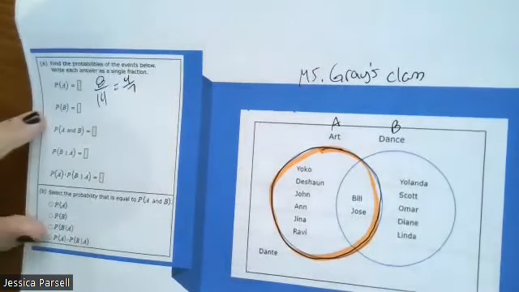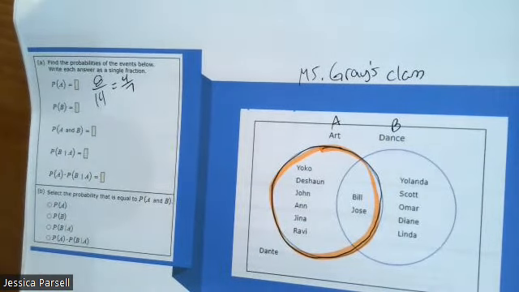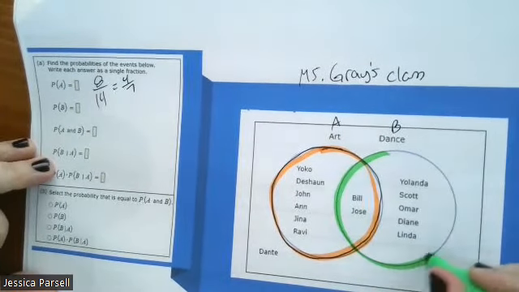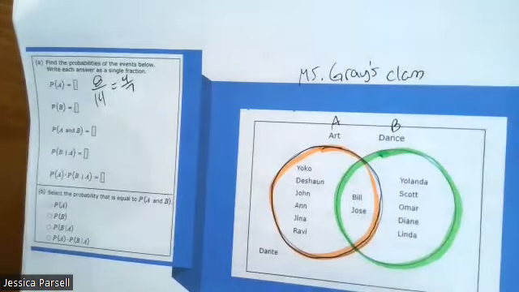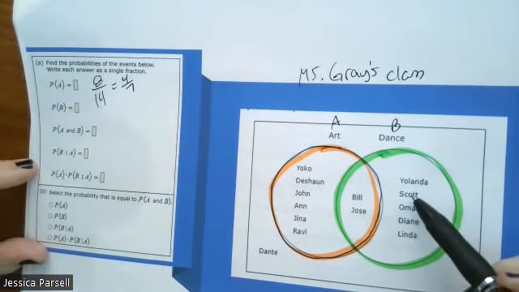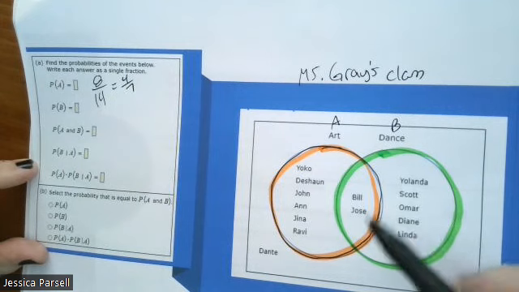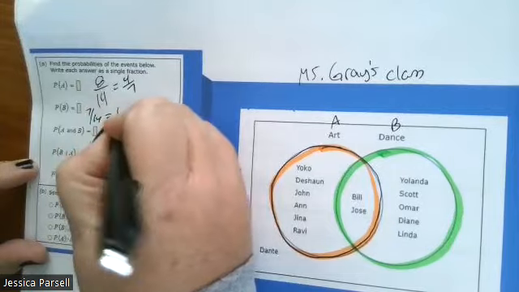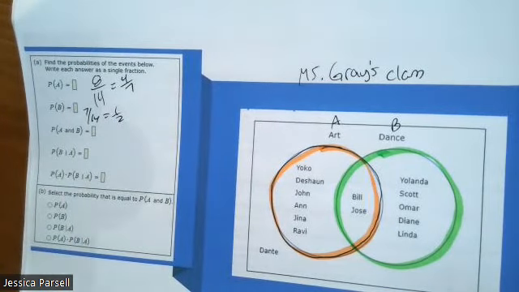All right, next one up, what's the probability of B, right? So the probability that somebody came in and selected a student at random out of Miss Gray's class that they would be in the dance club is going to be 1, 2, 3, 4, 5, 6, 7 out of 14, which we know reduces to a half. Okay, so far, hopefully everybody's good. No one's stressed out about this.